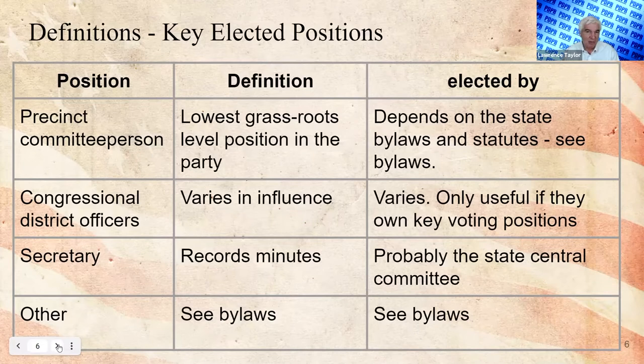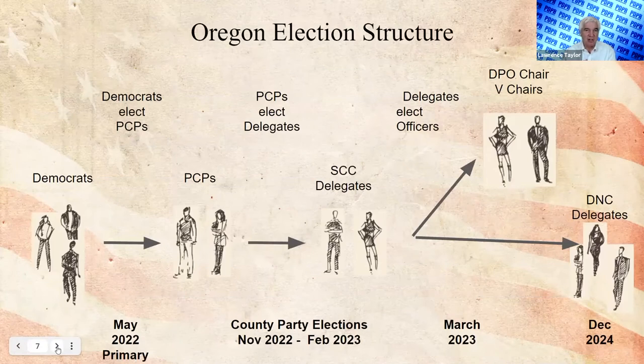And then there might be other positions. You just have to read through your bylaws to see if they are worth pursuing. So those are the positions that we have to go after, whatever they are in your specific state. So what I will now go through is what we do here in Oregon, which is roughly equivalent to what happens in every one of the states, with your various flavors. So this chart reads from left to right. And what you have on the far left side are, in my state, the registered Democrats.